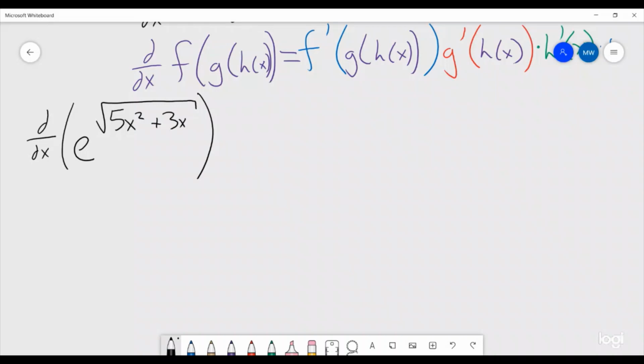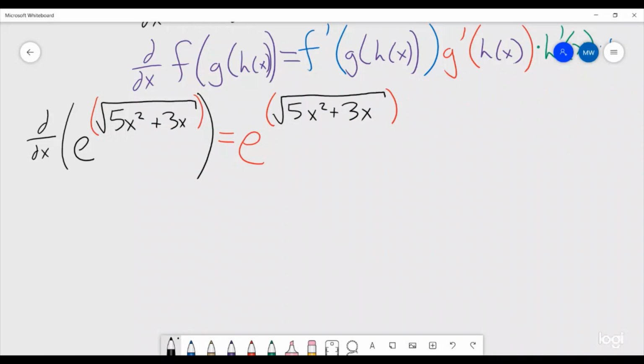So we first need to figure out what is our outsidemost function. Well, it's e to the stuff. So that means our first derivative is just going to be e to the stuff, because that's the derivative of e to something. So e to the x goes to e to the x. So this is going to be first e to the, and we leave the inside stuff alone. So it'll be e to the square root of 5x squared plus 3x.